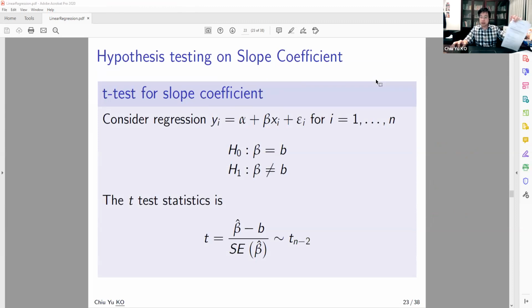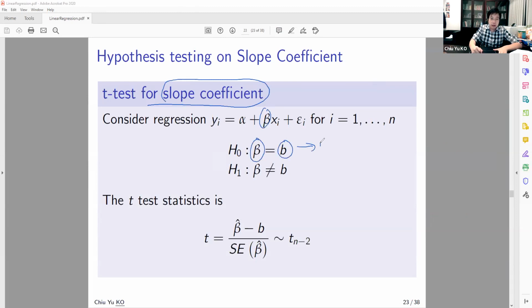So what I want to do is a t-test on the slope coefficient. Okay, I want to test whether beta is equal to some value B, usually 0, right? Because if B is 0, beta is 0, that means there's no relationship between X and Y, right? So you cannot say anything about Y being explained by X, okay? So this is the key step here. In Excel it is always 0, okay, you will see.